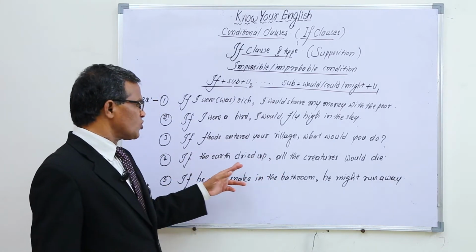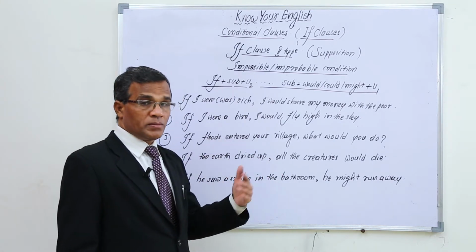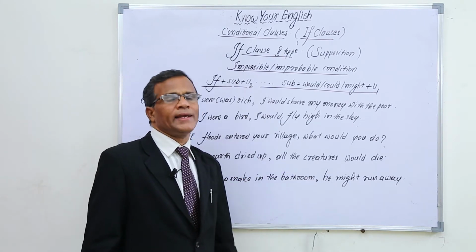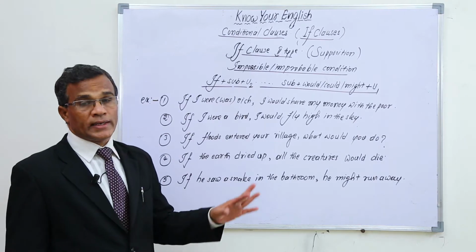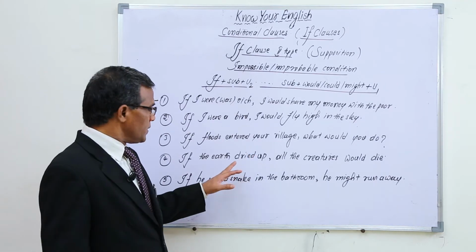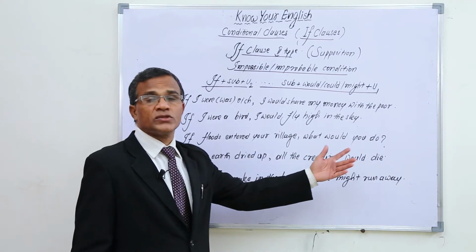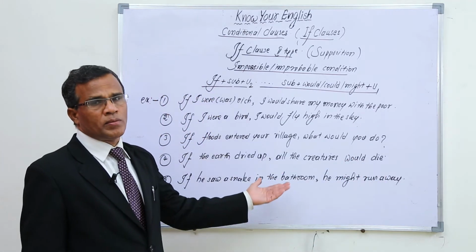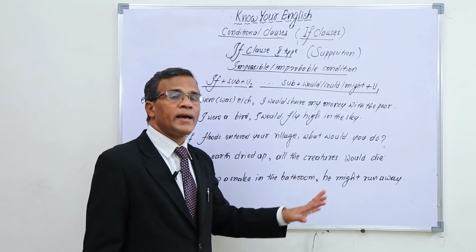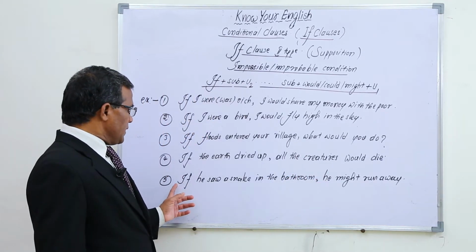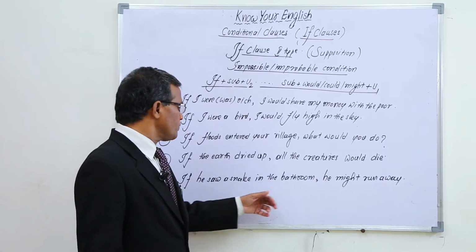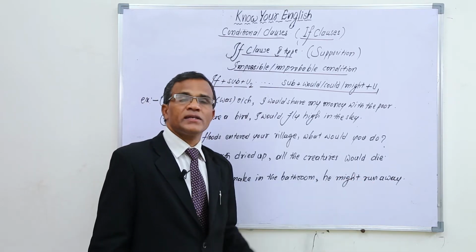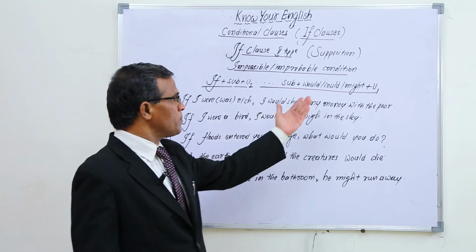And if the earth dried up, an impossible condition only, if the earth dried up, all the creatures would die. If it happened, all the creatures would die. So this is an impossible or improbable condition where there is no chance to happen. And if he saw a snake in the bathroom, suppose he saw a snake in the bathroom, he might run away.